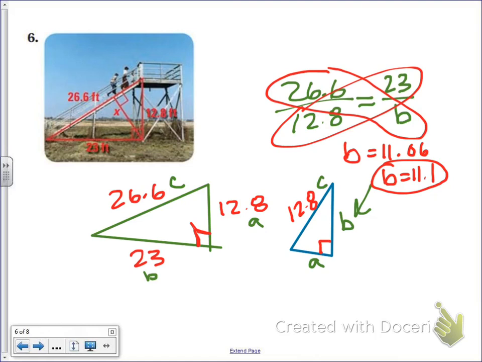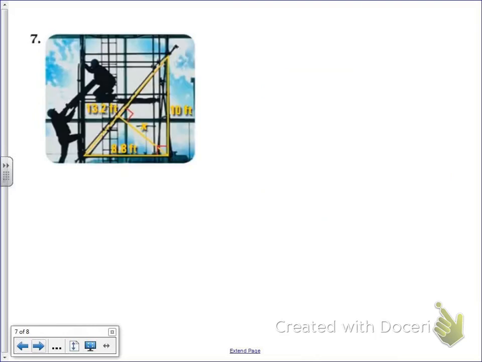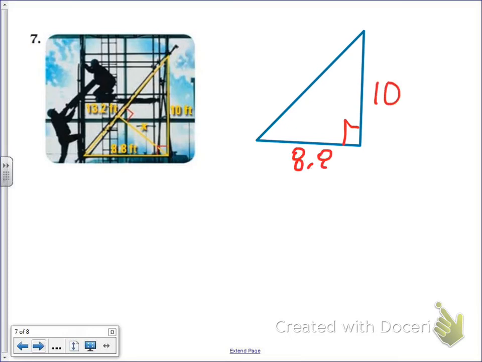Let's do one more together before we wrap it up here. So again, we have these men working on a scaffold here. All right, we know our big triangle. Let's go ahead and draw that out for us here. This is our big triangle. Here's our right angle. We know this will be 10, this is 8.8, and this is 13.2. All right, and then let's pick the bigger triangle this time, just because I'm feeling wild and crazy.